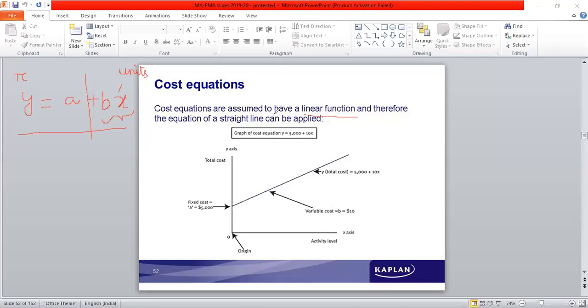Cost equations are assumed to have a linear function and therefore the equation of a straight line can be applied. So with the help of this, we can plot these values on the graph and fix a line, and that is a straight line, but that straight line starts from the point of the fixed cost. If the fixed cost is incurred at this point, from here it keeps increasing by the value of variable cost. It keeps increasing as the activity level keeps increasing from the point of fixed cost. So this is the total cost.